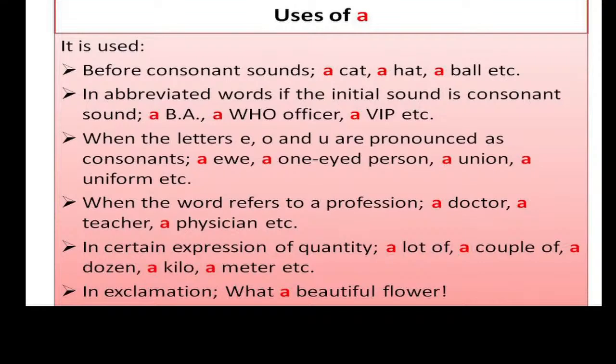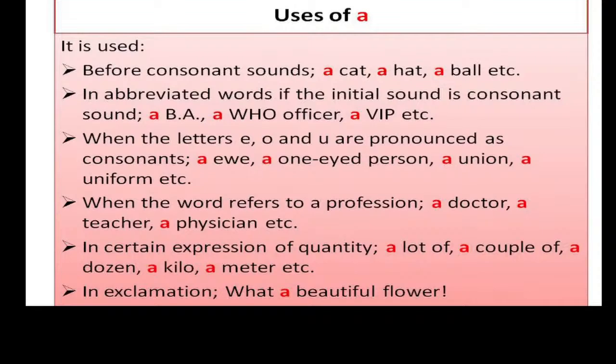In certain expressions of quantity like a lot of, a couple of, a dozen, a kilo, a meter, etc. And in exclamation, for example, what a beautiful flower. In exclamation sentences also we are going to use a, but in some sentences only.